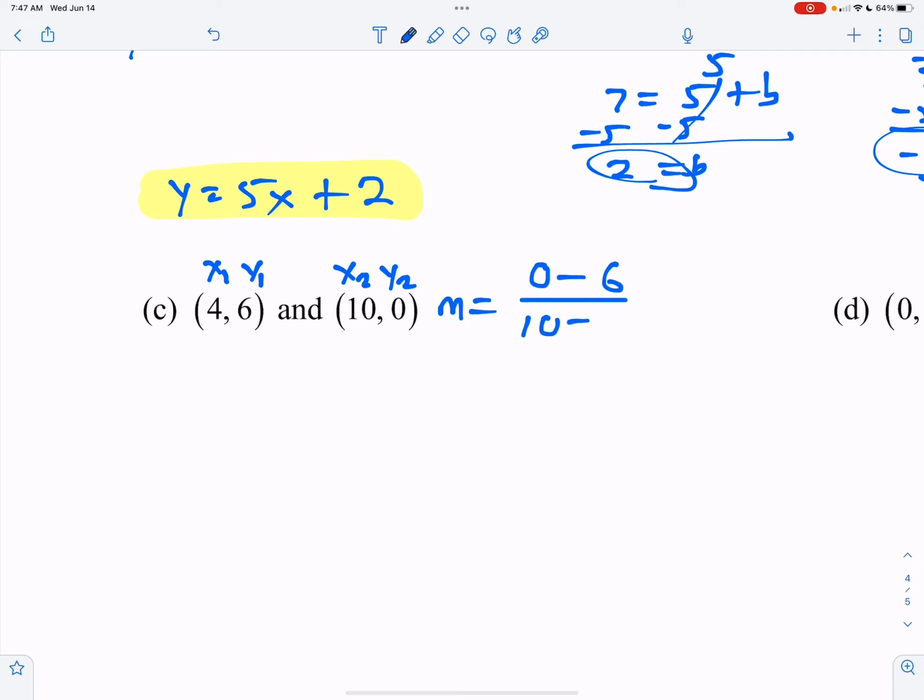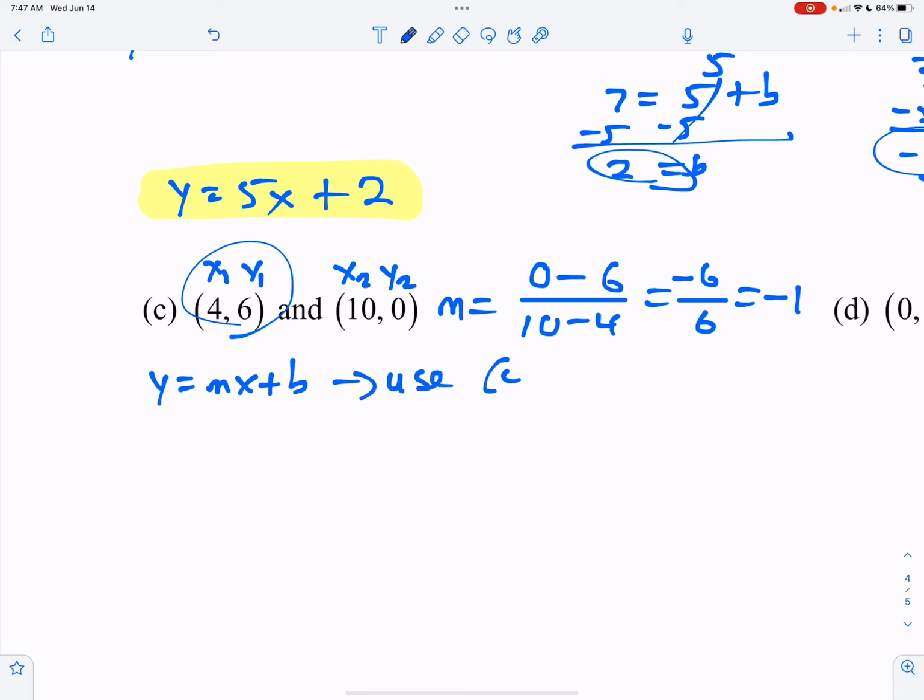Over 10 minus 4. Well, 0 minus 6 is negative 6. 10 minus 4 is 6. Divide those, we get a slope of negative 1. I'm going to go ahead and choose this here. And so y equals mx plus b.